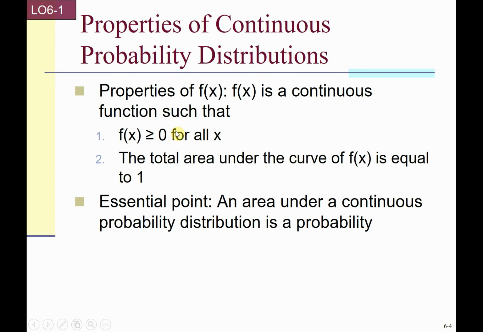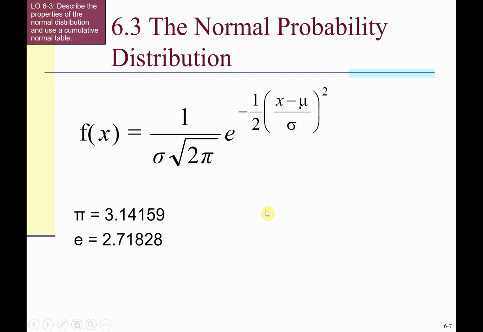Similar to discrete, a probability always has to be a number greater than 0. And you'll see that the total area under the curve, basically the possibility of anything possible happening, has to sum to 1. And the area under the curve is a probability. We're going to be focusing on the normal probability distribution.